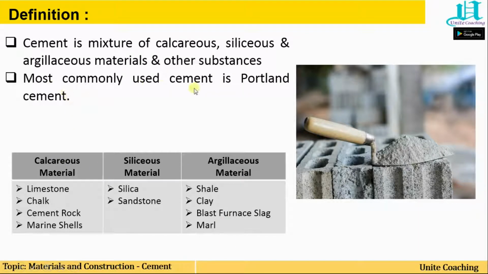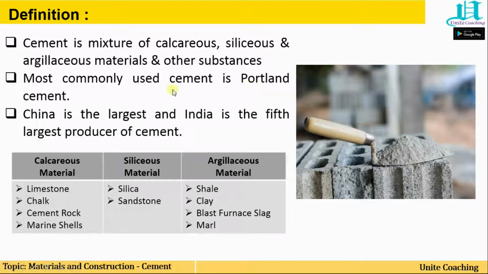It is the most commonly used cement. One of the most commonly used cements, as I told you in the previous slide, is Portland cement nowadays. And India ranks 5th in producing cement, and China is the largest producer of cement in the world. So this is the definition or introduction, you can say, to the cement.